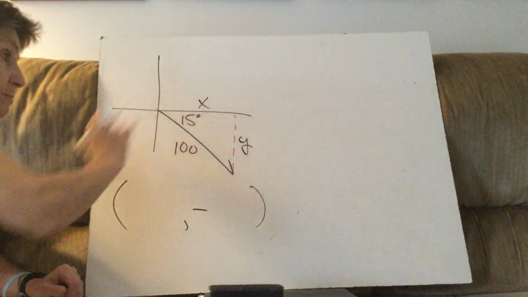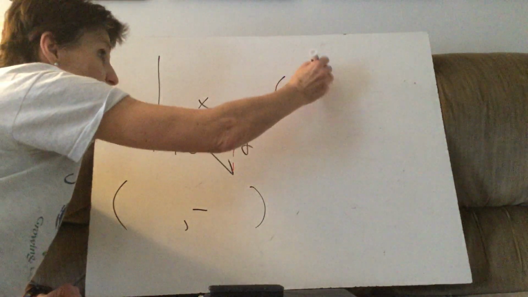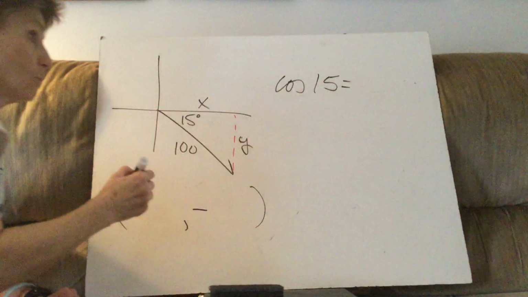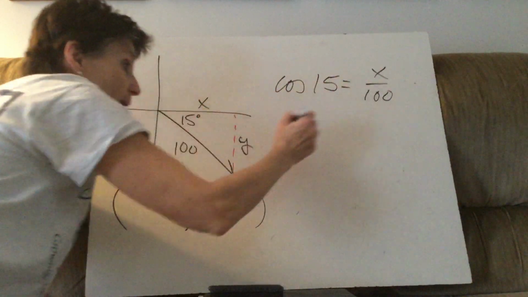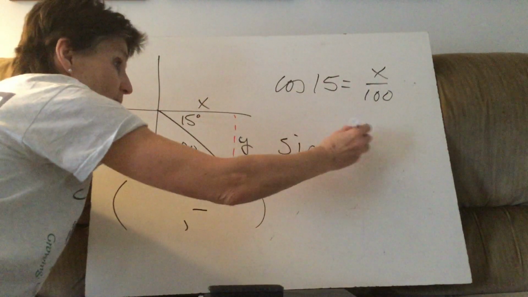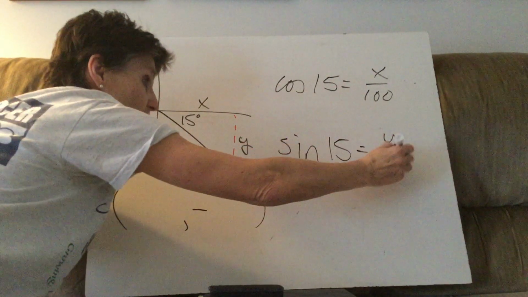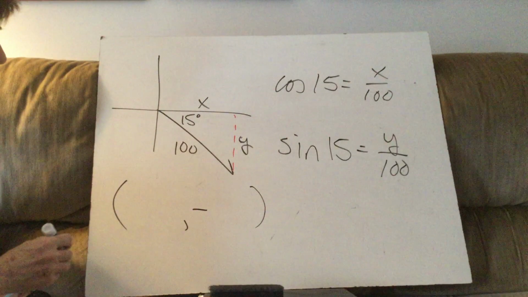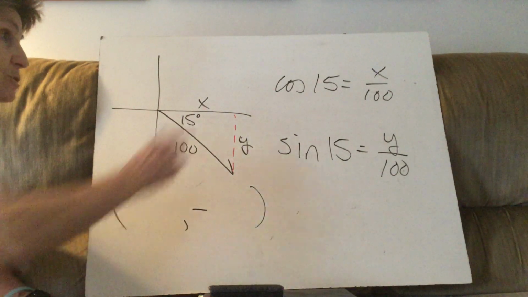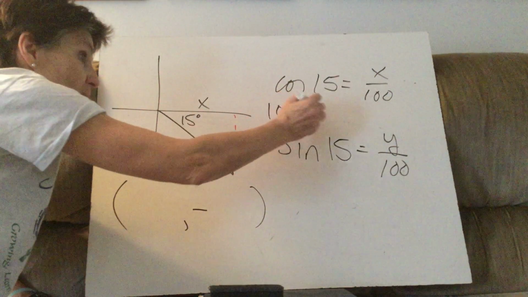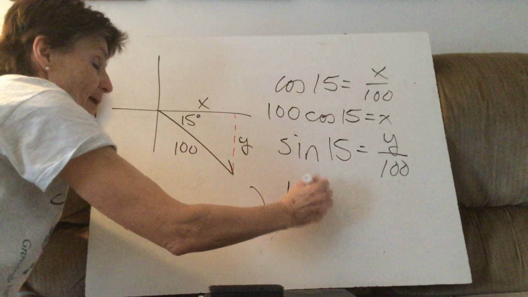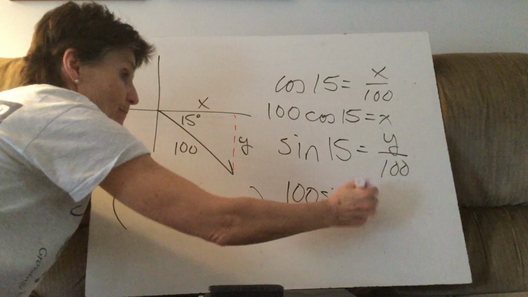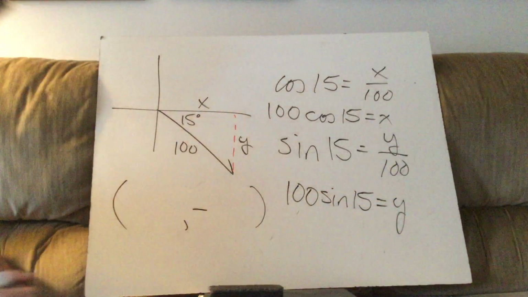So here we go. Cosine angle equals adjacent over hypotenuse, and sine angle equals opposite over hypotenuse. So I'll type into my calculator 100 cosine 15, and that will be x, and 100 sine 15, that will be y.